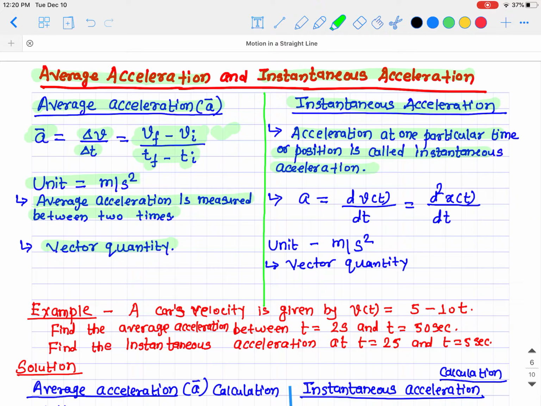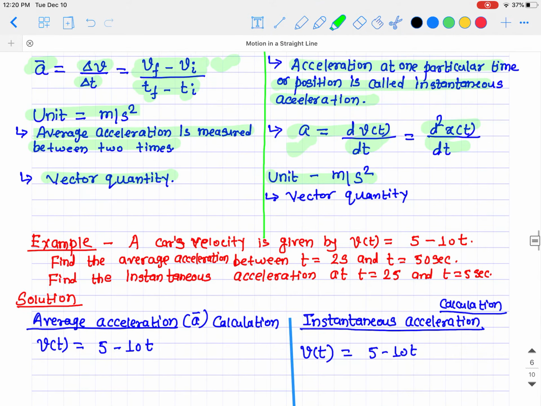So how do you measure it? In order to measure it, we need to take the time derivative of the velocity, or the first derivative of the velocity with respect to the time. So that's how we measure it. This is the instantaneous acceleration, and it is measured as the rate of change of velocity with respect to the time. Or the second derivative of the position also gives you the instantaneous acceleration. And again, it is a vector quantity, and the unit is meter per second square.